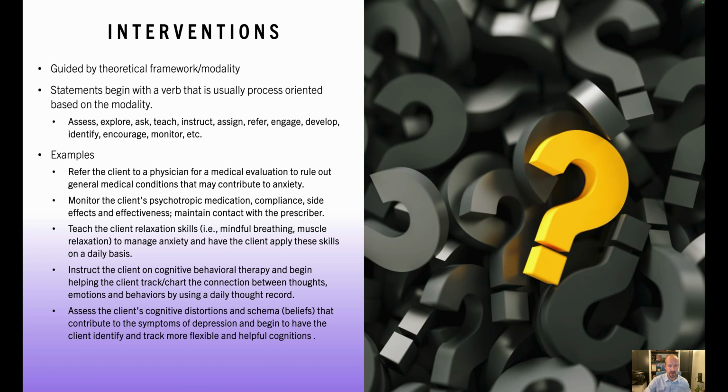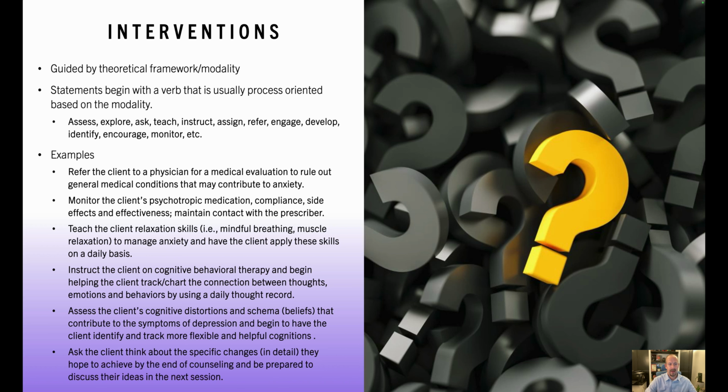Another one: assess the client's cognitive distortions and schemas that contribute to symptoms of depression, have them track more flexible thoughts. Ask the client about specific changes in detail they hope to achieve by the end of counseling, and be prepared to discuss their ideas in the next session. This last one has to do with maybe a solution focused type of intervention, where you're asking them to think about specific changes in detail that they hope to achieve and be prepared to discuss those.